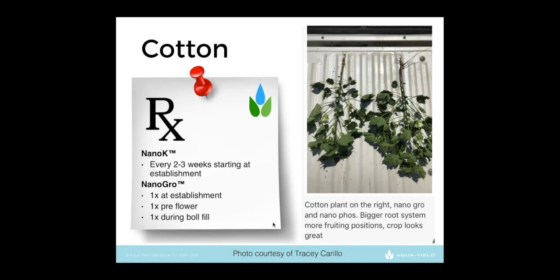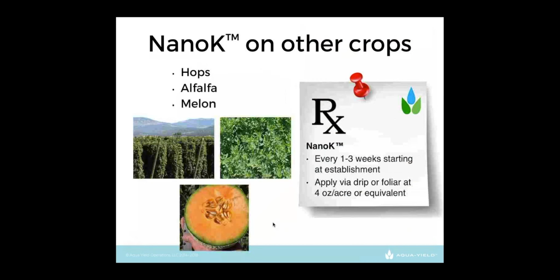So the prescription that I have for you is with cotton. Use Nano-K every 2 to 3 weeks, starting at plant establishment. And on cotton with NanoGrow, apply one time at establishment, one time pre-flower, and one time during boll fill. And that just has to do with the different blends, that proprietary blend of different biostimulants in NanoGrow that Clark's going to get into later. That should be a great program to start with.